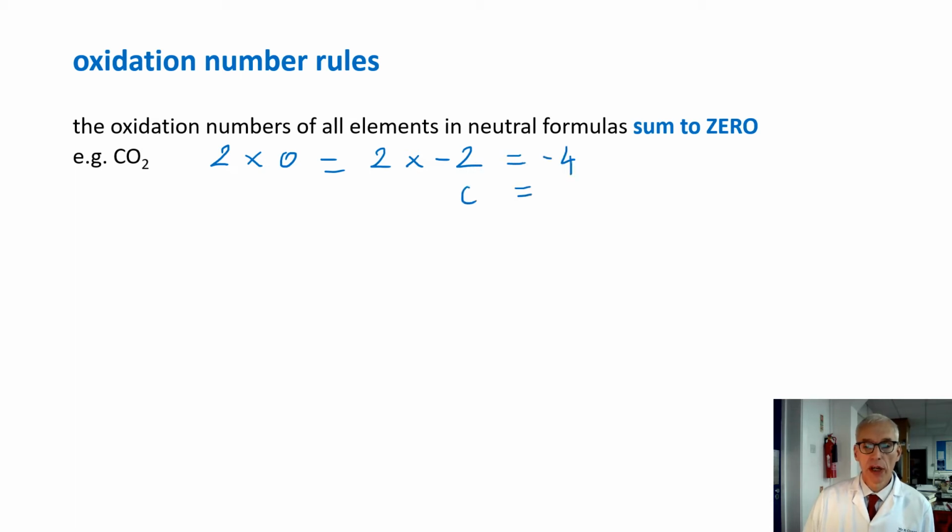The carbon, we don't have a rule for carbon, so we don't know what the oxidation number of carbon is, but we know that all the oxidation numbers, when added together, come to 0. So that tells us that carbon must be in the oxidation state +4.